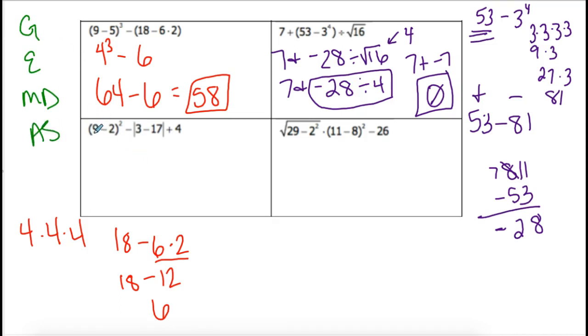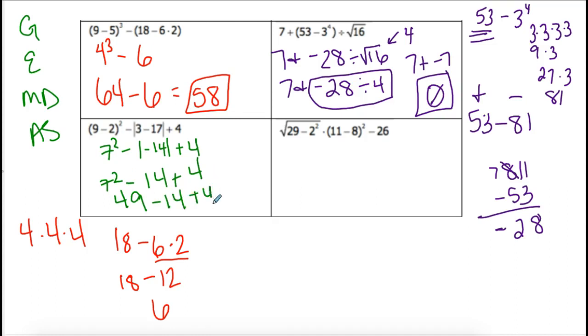So grouping. 9 minus 2 is 7, so I have 7 squared in that one. 3 minus 17 is negative 14. And so you'll notice I'm doing it one step at a time. The absolute value of negative 14 is 14 because it's 14 units away from 0. 7 squared is 49. 49 minus 14 is 35. Plus 4 is 39.